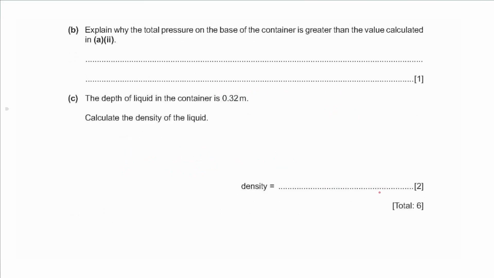Part B says explain why the total pressure on the base of the container is greater than the value calculated in part ii. We only calculated the pressure due to the liquid, but there is an atmosphere around the liquid that acts downwards on the surface of the liquid in the container, so we can say due to atmospheric pressure acting on the liquid or the container.